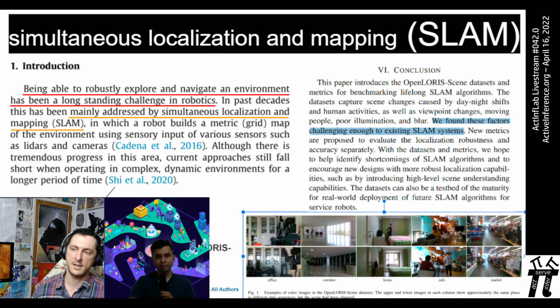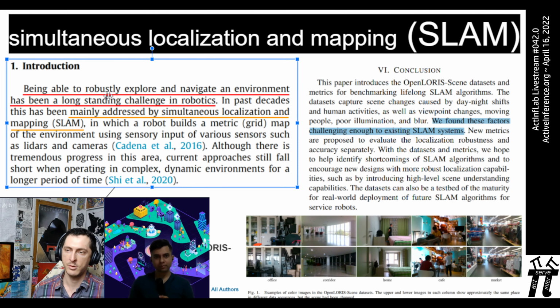And that's exactly how these authors begin the paper, with being able to robustly explore and navigate an environment has been a long-standing challenge in robotics. So the paper just begins with what we've been talking about, which is that this is a perennial and a cross-system problem, but also, in 2022, it's far from solved in real-world settings. What else would you add?